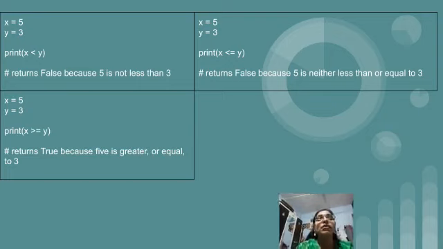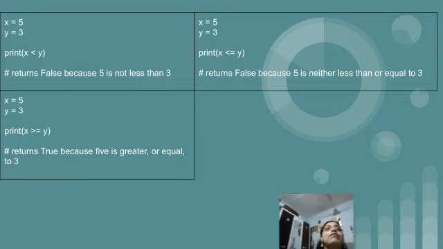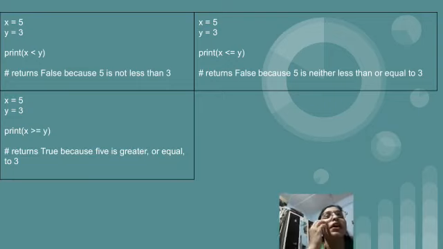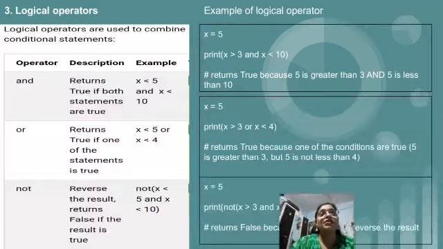After that, greater than or equal to. So 5 greater than or equal to 3. Again the answer will be true. After that, 5 less than or equal to 3. So the answer is false. So these are the comparison operators.